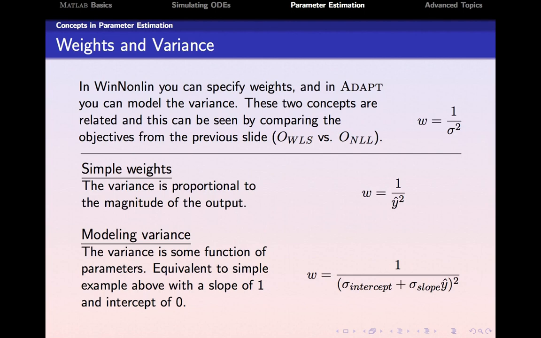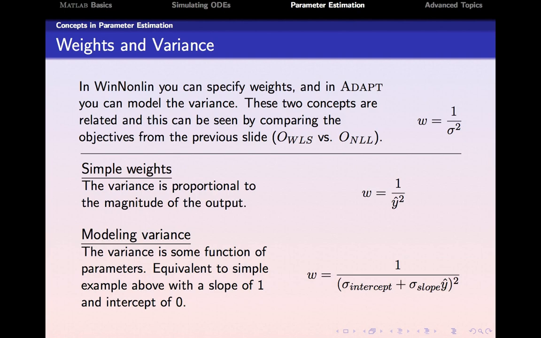So now we should talk a little bit about weights, because I don't know that what we're going to discuss here is always very apparent, or explicitly stated enough. But when you use nlinfit, you can specify weights, and in ADAPT you can model the variance, and these two concepts are intrinsically related. And this can be seen when you compare them on the previous objective.